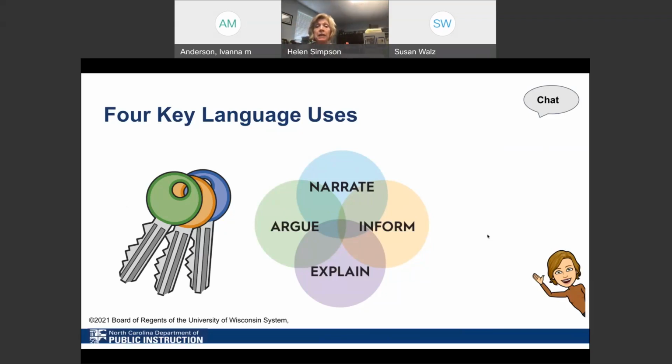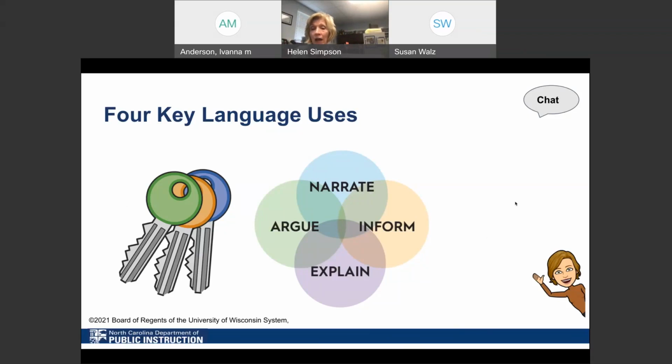And what WIDA did was they surveyed standards across states. They surveyed mathematical practices, science practices. They surveyed genres of literature that are used in K-12. It was a huge job. And when they sifted through it, these were the most prevalent or most prominent key language uses. Karen says explain, science, lots of people explain, math, argue, social studies.